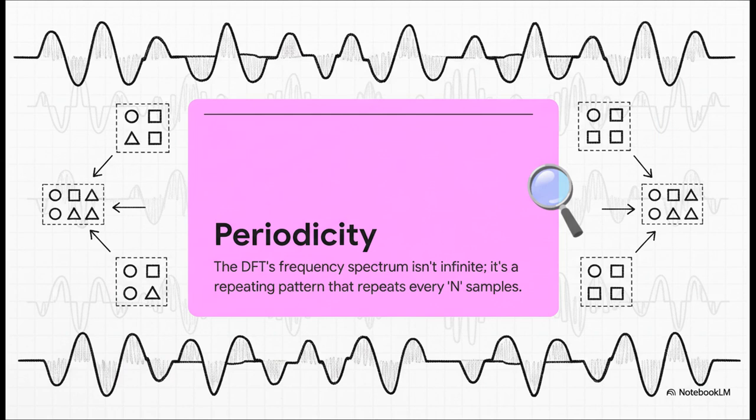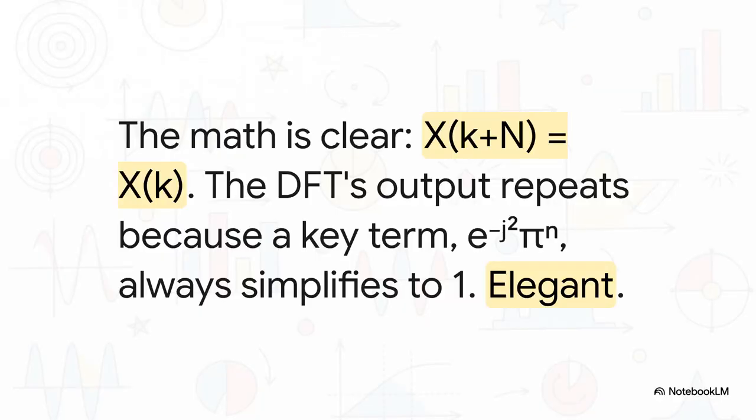All right, ground rule number 2 is periodicity. Now this one's cool. It basically tells us that the DFT's output, its frequency spectrum, isn't infinite. It's periodic. It just repeats itself over and over again. The proof for this is actually pretty neat. It shows that the frequency info you get at point K is exactly the same as the info you get at K plus N, where N is the length of your signal.